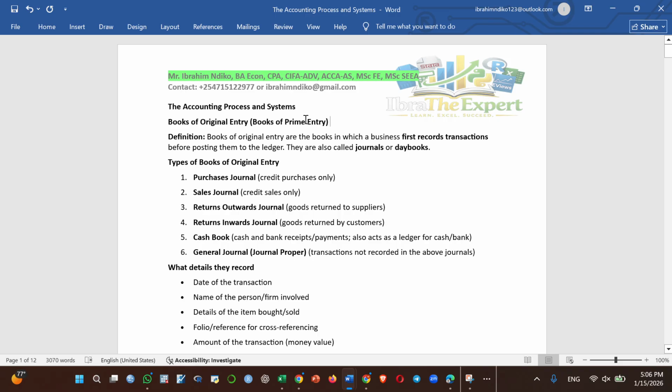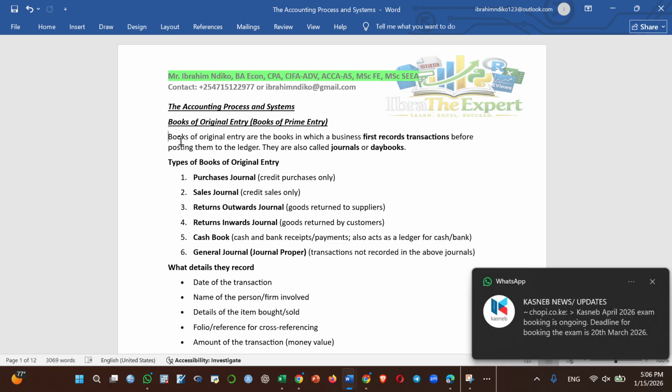So today we are going to talk about the accounting process and systems. When we talk about the accounting process and the system, at least in our previous class, we talked about what is bookkeeping, the meaning of bookkeeping. We also talked about the accounting cycle or the phases of accounting. So all those items we have already covered.